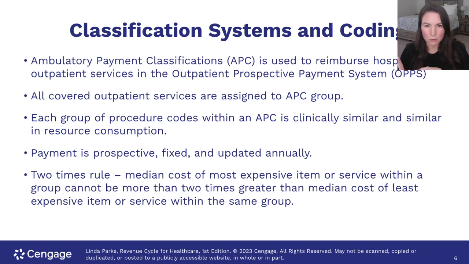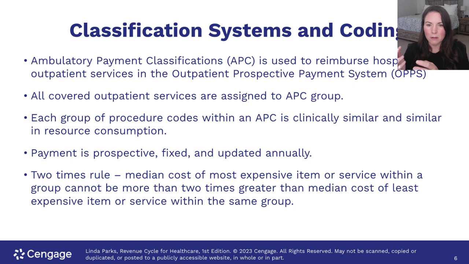So the 2 times rule says the median cost of the most expensive item or service in the APC group cannot be more than 2 times greater than the median cost of the least expensive item or service in that same group. And this is just so that there's not 2 different procedures in the same group that are very different in cost. They want everything in one group to be relatively close to the same amounts.